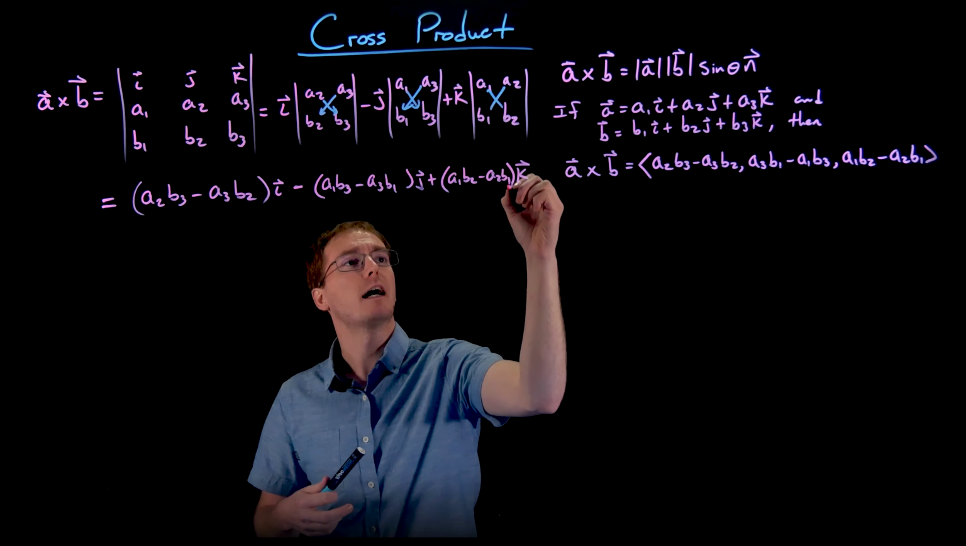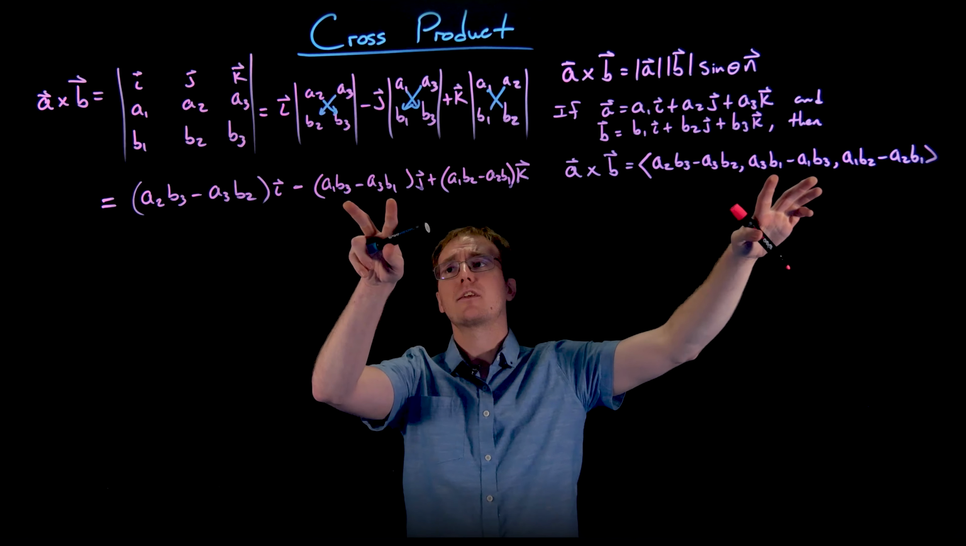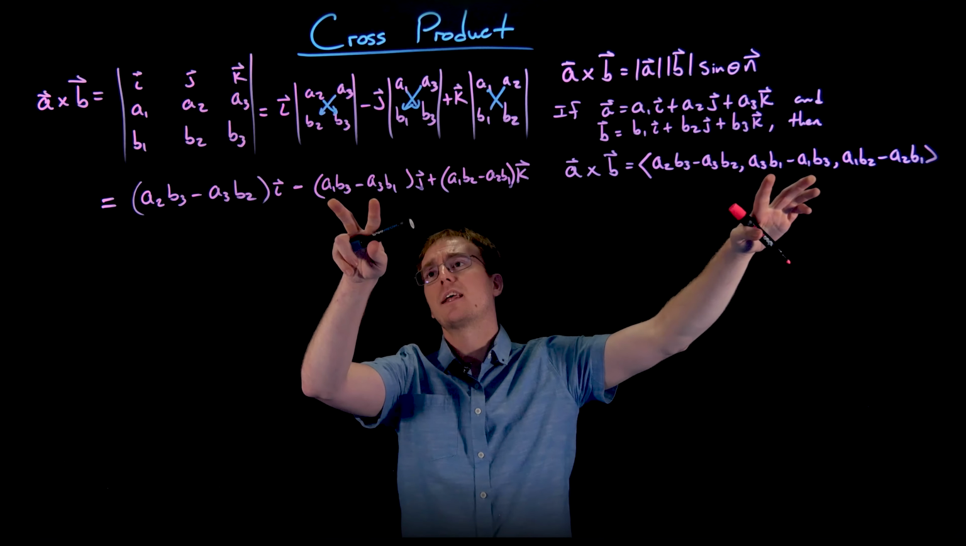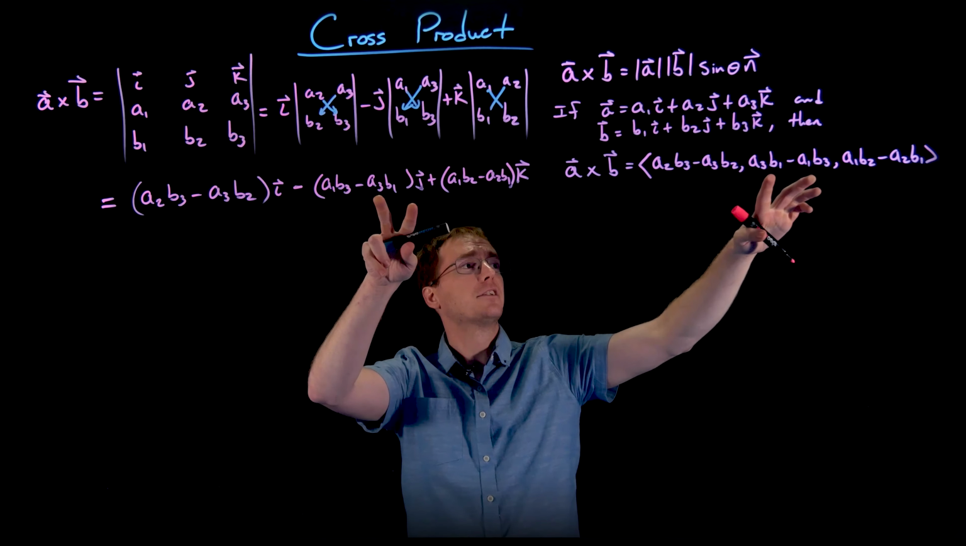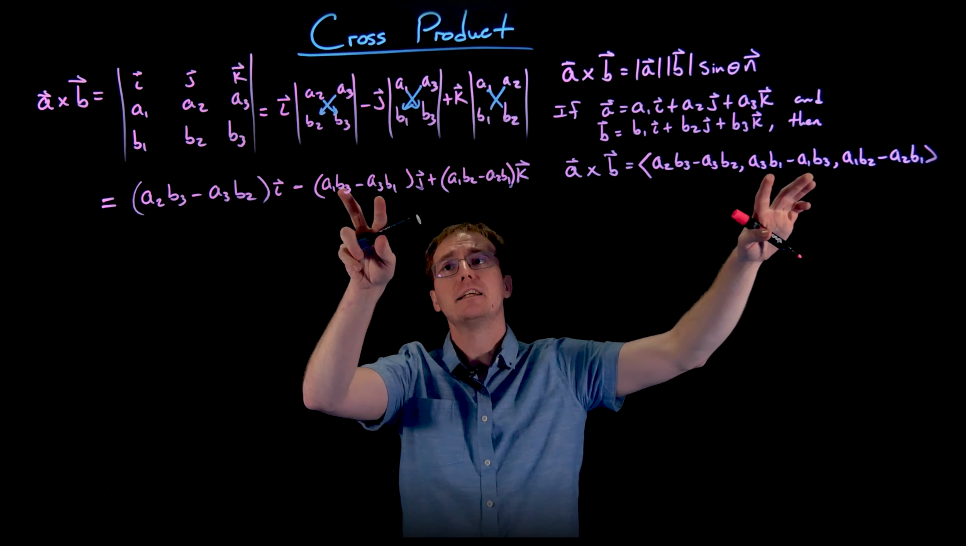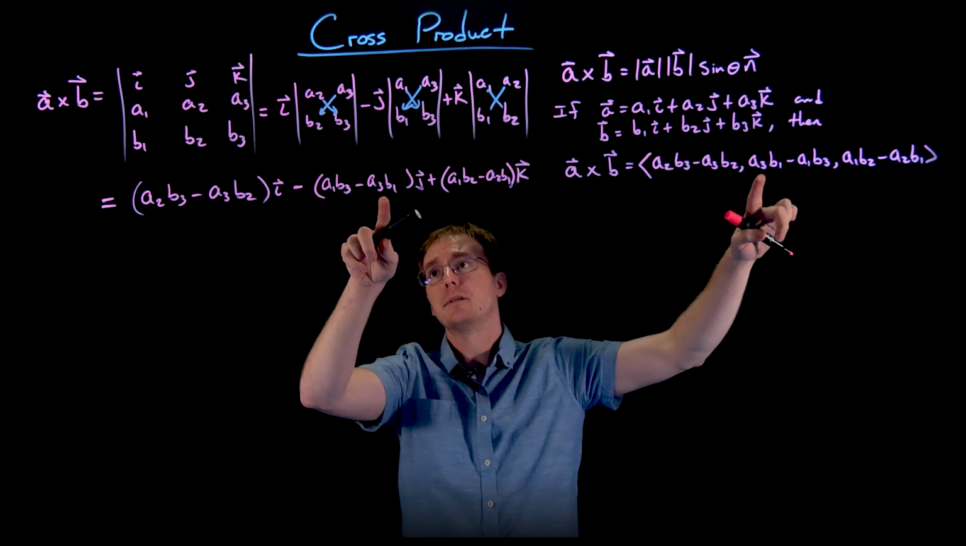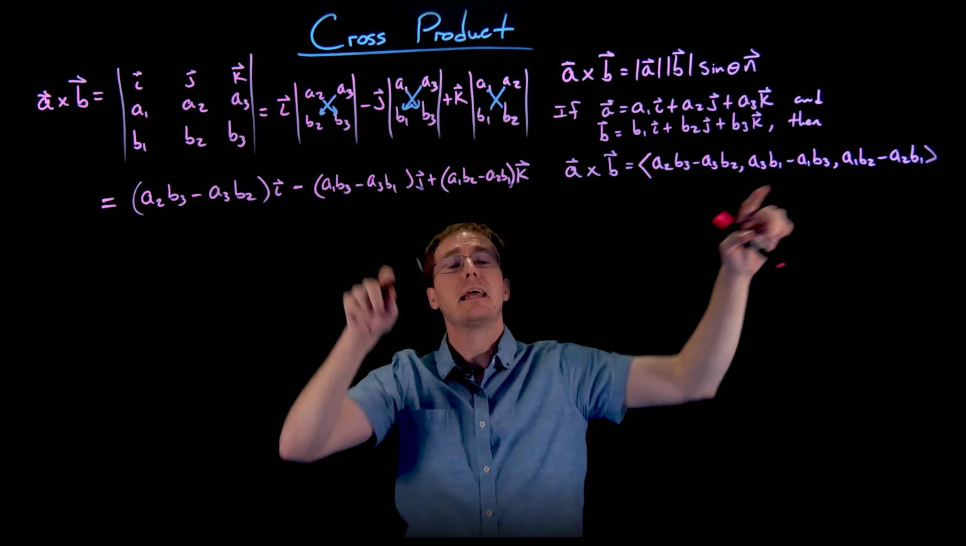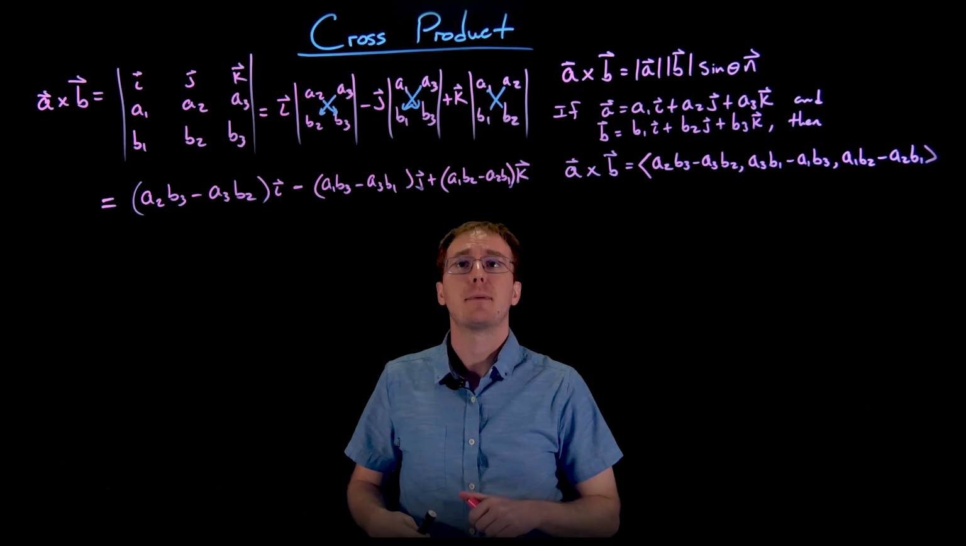And so let's see. Our first component we already saw matched up perfectly. The second component looks a little different, right? This one looks like a1b3 minus a3b1, but remember, that's all multiplied by negative 1 or negative j, and that's going to cause these signs to flip, and it'll turn into positive a3b1 and negative a1b3. So it actually matches up as well.